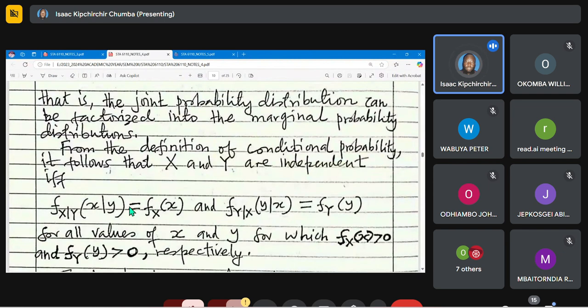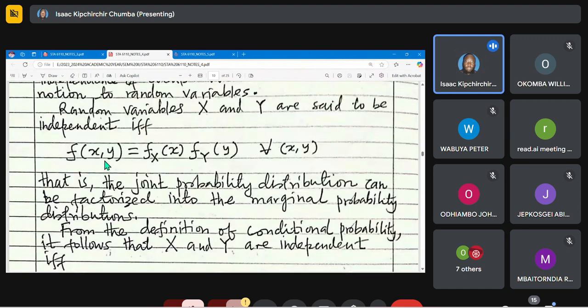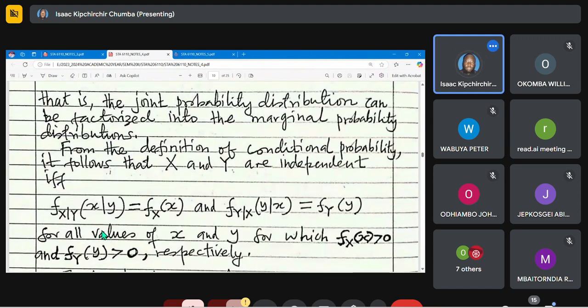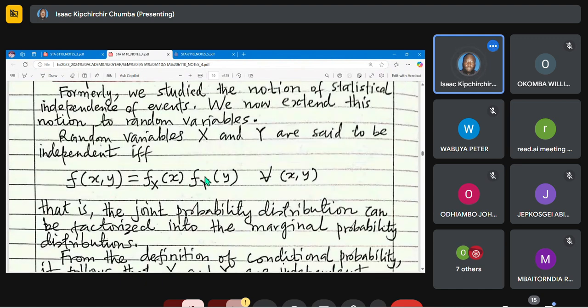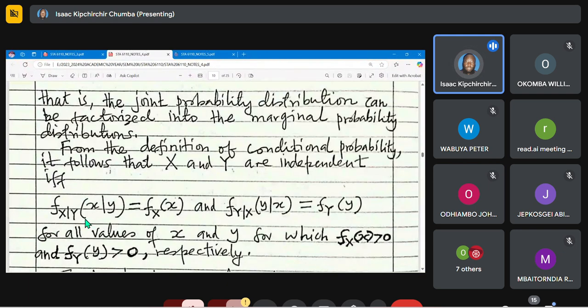Because to get the conditional of X given Y, you divide the joint by the marginal of Y. But the joint is the product. So if you divide them, the marginal of Y cancels, and you remain with that. So the conditional of X given Y will be the marginal of X, and the conditional of Y given X will be the marginal of Y. So you can see it comes about when you are defining even independent events.